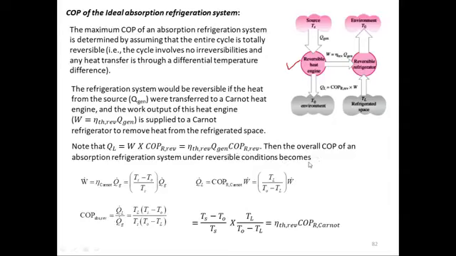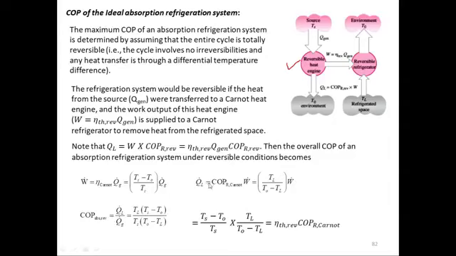Then the overall COP of an absorption refrigeration system under reversible condition would become, so now we want to calculate the COP of the reversible refrigerator. W dot was eta Carnot times Q dot G. If it's a reversible engine, eta Carnot can be represented in terms of temperature, that is Ts minus T0, or T environment, divided by Ts. Same as we have a COP of a Carnot refrigerator, TL upon TH minus TL. Similarly here, for a Carnot heat engine, we can write Ts minus T0 upon Ts times Q dot G.